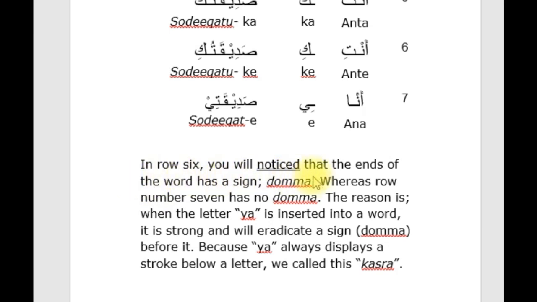In row 6, you will notice that the end of the word has a dhamma sign, whereas row number 7 has no dhamma. The reason is that when the letter ya is inserted into a word, it is strong and will eradicate the dhamma sign. So once there's a ya, you should not put a dhamma here, because ya always displays a stroke below the letter. We call this kasrah.